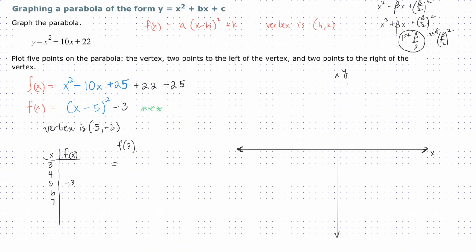f of 3 is going to be what? f of 3 is going to be quantity 3 minus 5 squared minus 3. So that's negative 2 squared, which is 4, minus 3, which equals 1. So that gives you 1. And if you do 4, well, we get positive 1 minus 3, so we get negative 2. And if you do 6, we get negative 2. And if you do 7, we get 4 minus 3, which is 1. So let's plot all those ordered pairs.